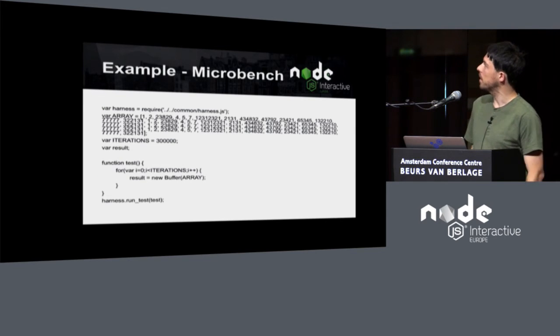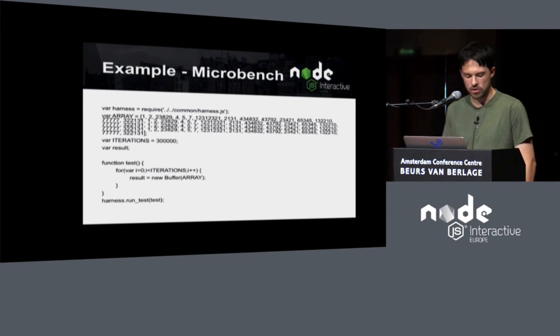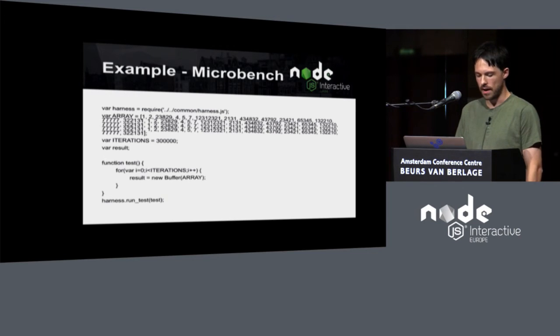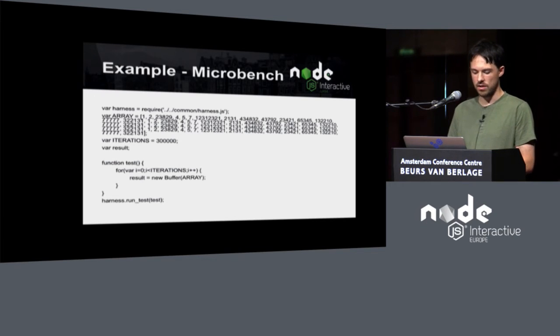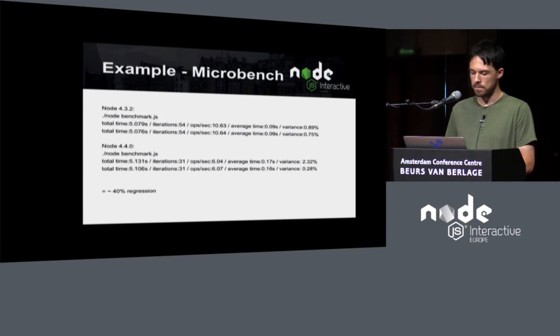So a quick example then. This is a micro benchmark that we've been running at IBM, and it's simply measuring how long it takes to create a new instance of a buffer from an array of numbers. So we have a function there which repeats this 300,000 times. And then it pushes that through a test harness, which runs it until either we've reached the maximum number of attempts or until we've got some reliable data.